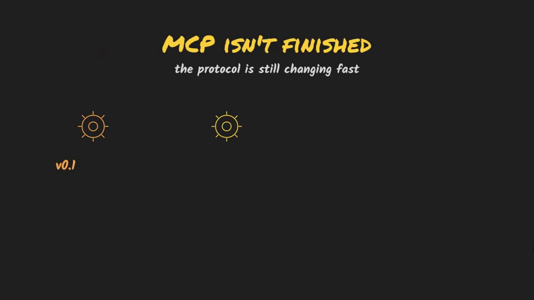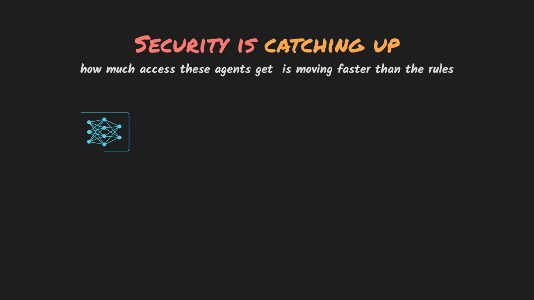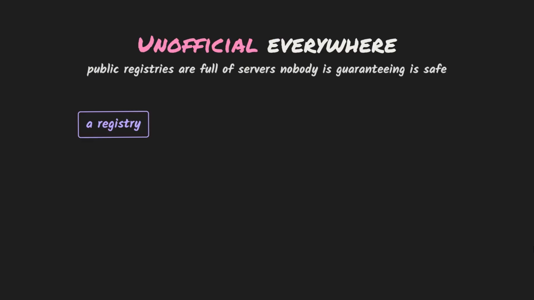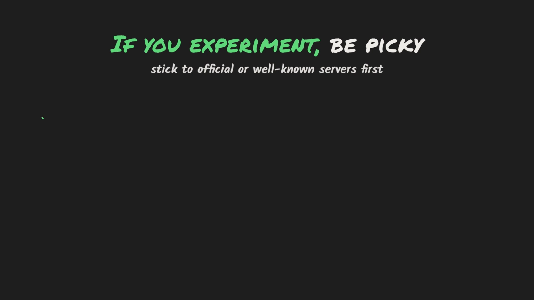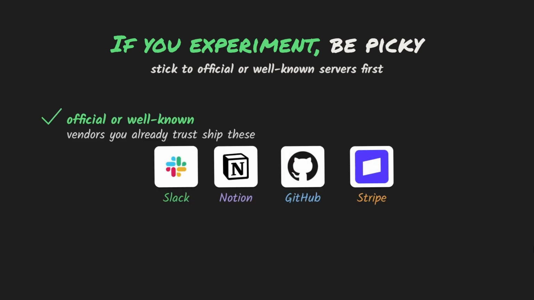None of this means MCP is finished. The protocol is still changing fast, security practices are still catching up to how much access these agents get, and a lot of the public servers floating around registries are unofficial, meaning nobody's guaranteeing they're safe. If you're experimenting, stick to official or well-known servers first, and be careful about what permissions you hand over, especially anything touching payments or private data.